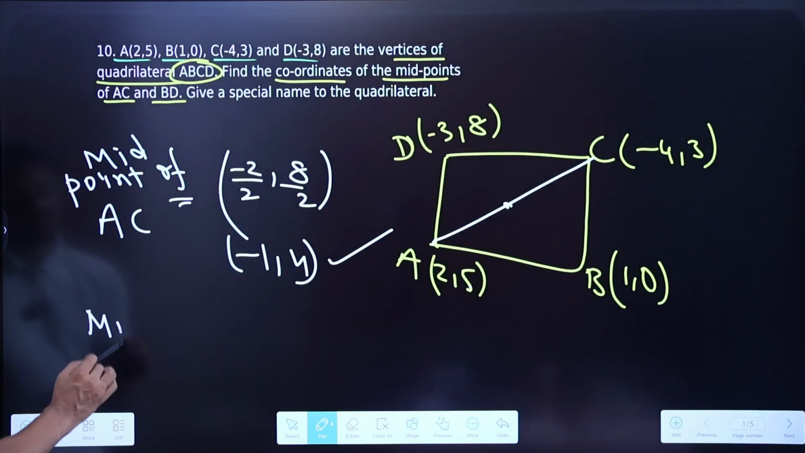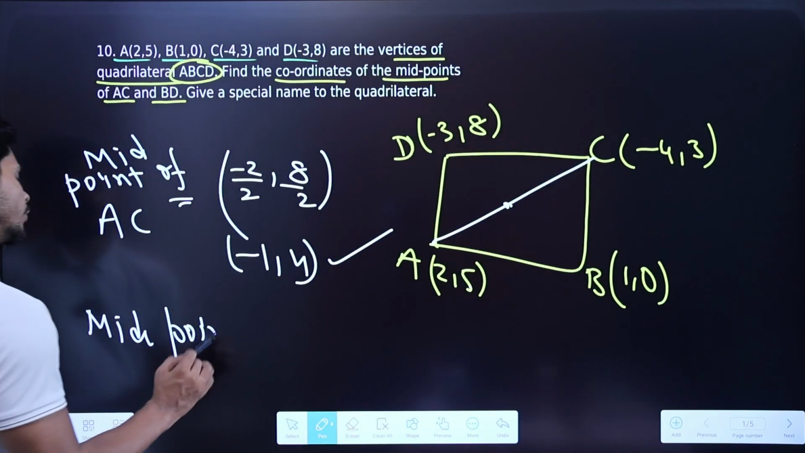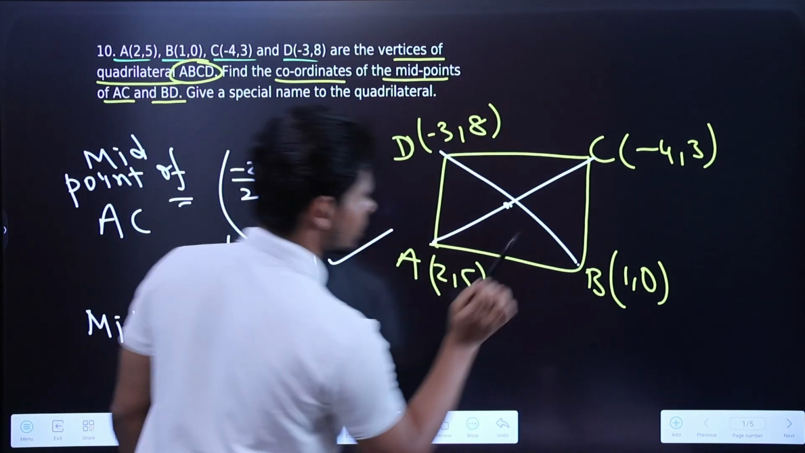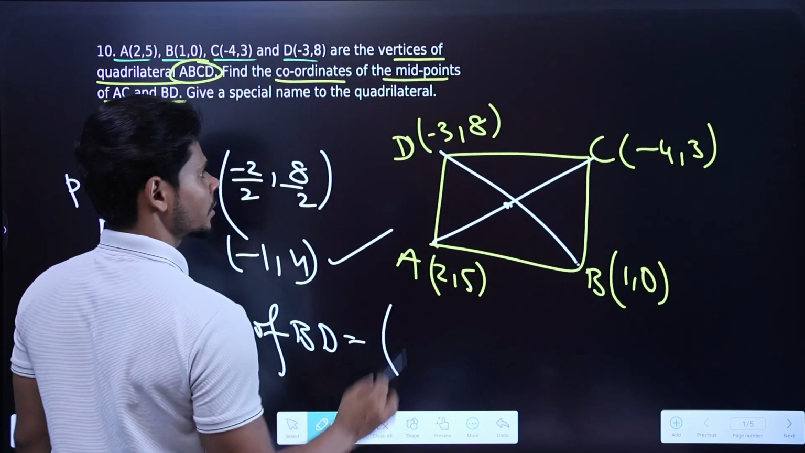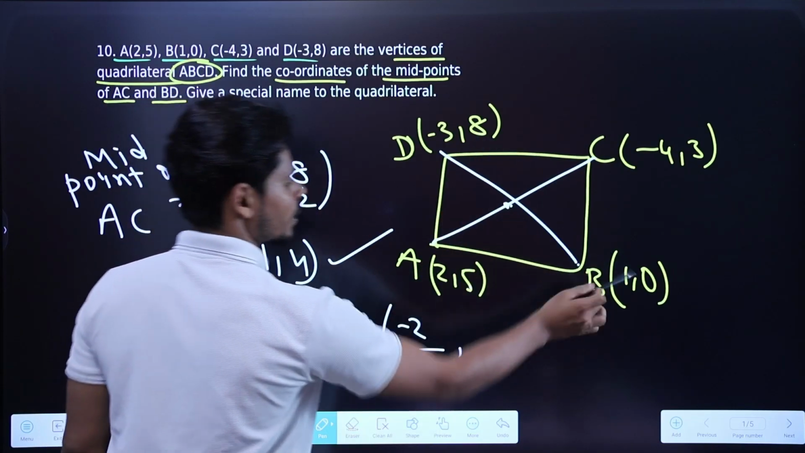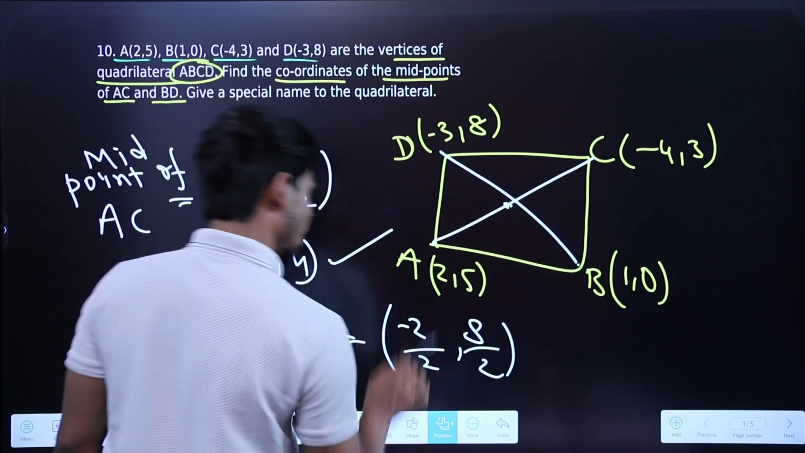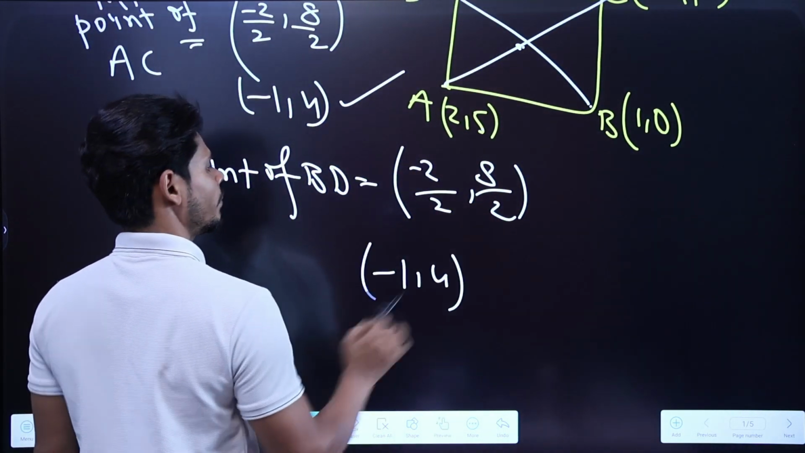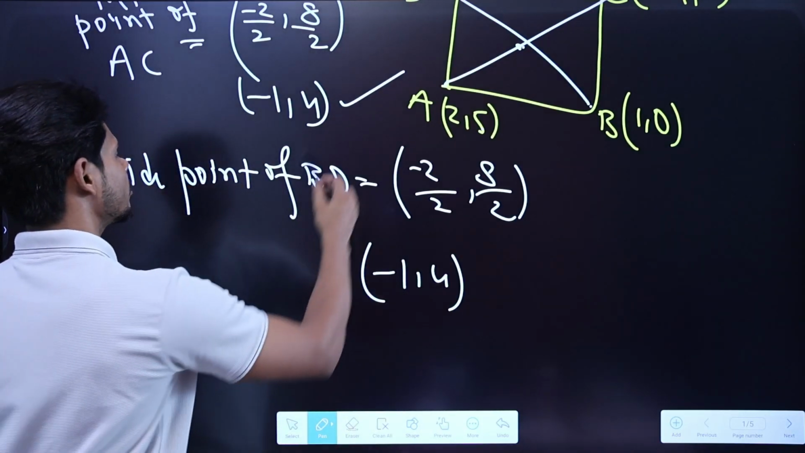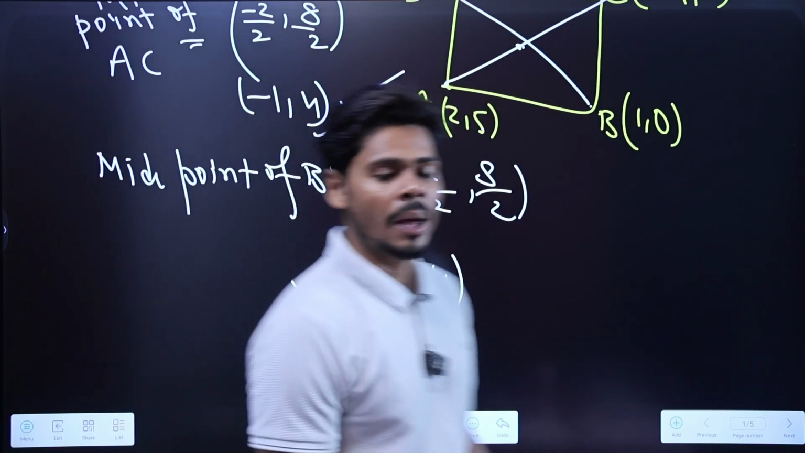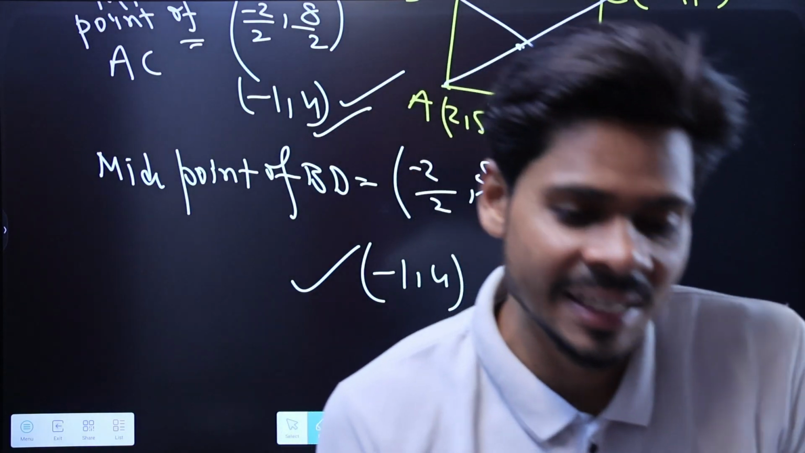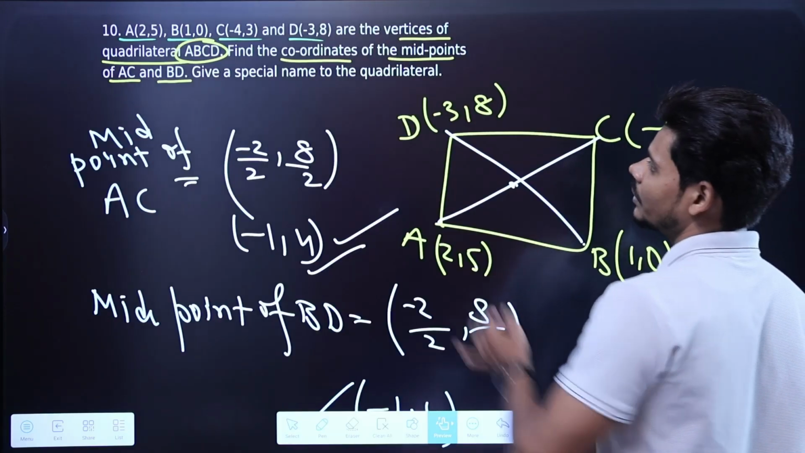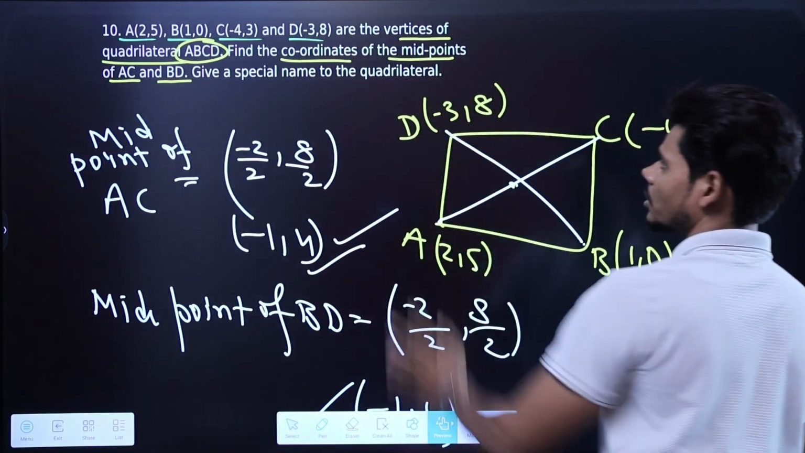Similarly, we need to find the midpoint of BD. x1 plus x2, that is negative 2 divided by 2, and this plus this, that is 8 divided by 2. And now if you see, it is again minus 1, 4. Now if you see, the midpoint of AC and BD both are exactly the same. So in this case we need to give a special name to this quadrilateral.